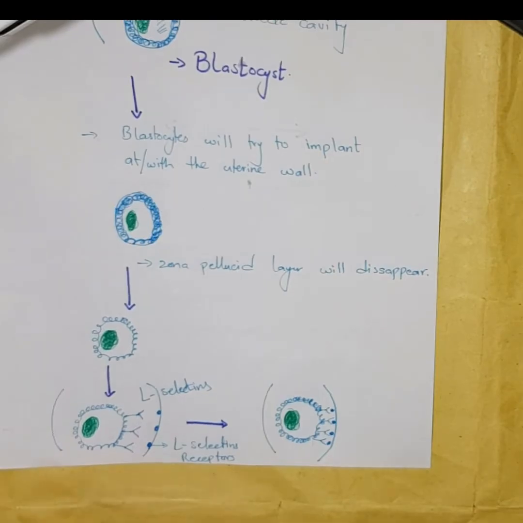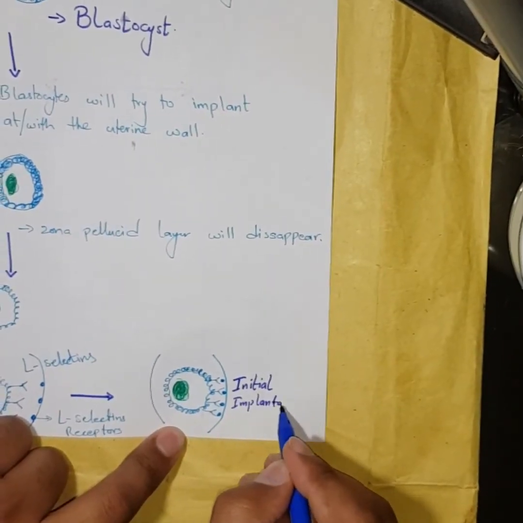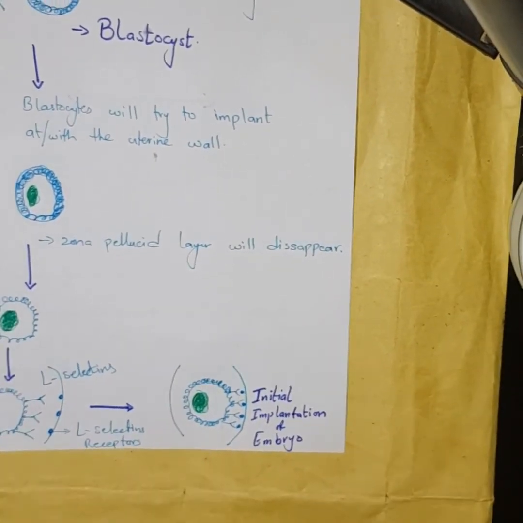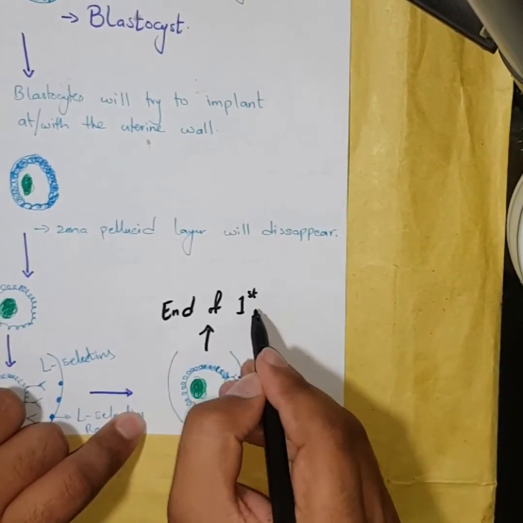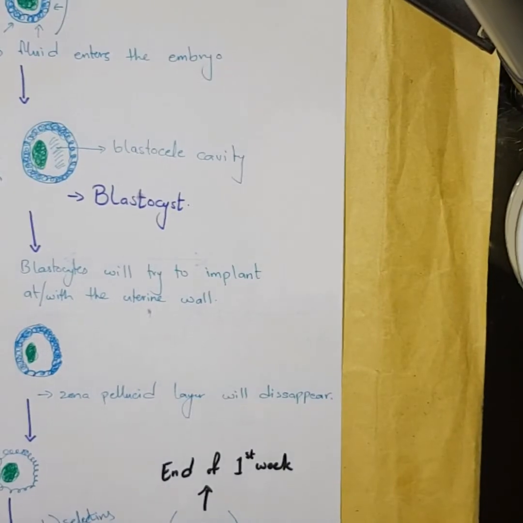With this initial implantation, the first week of embryonic development comes to an end. Permanent or fixed implantation will happen in the second week of development. This was up till the first week of development.